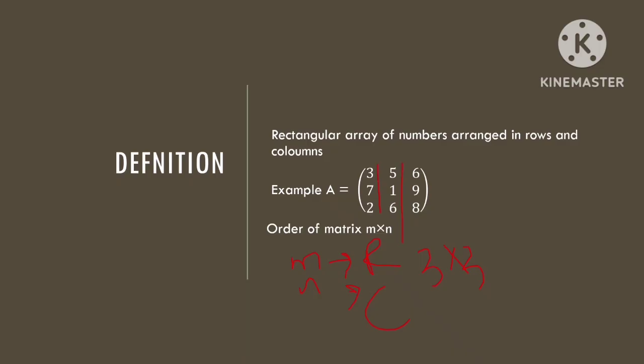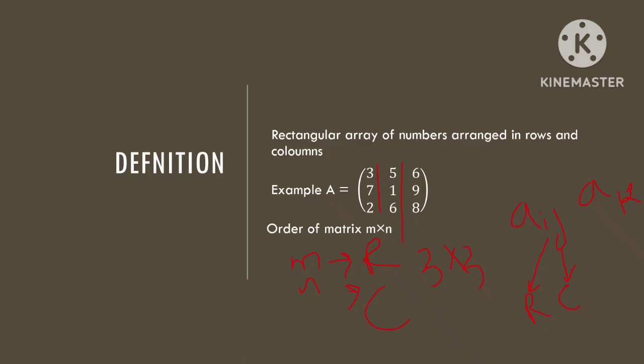Next, for example, any element in a matrix, we represent it generally by a(i,j). Okay. I means the row, the element present in the i-th row, and j means the element present in the j-th column. It means, for example, here I write A1,2. Okay, A1,2.